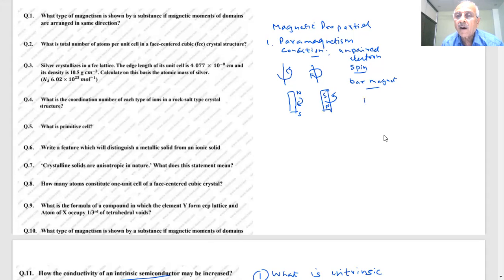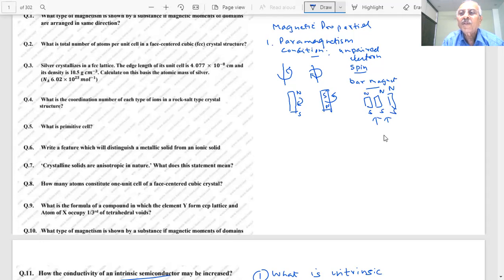And if they are all like this, north, south, north, south, what will happen? Let me tell you what I am trying to say. Their spin is the same, student, same direction. There will be repulsion. So they have a definite spin here. But if they are equal and opposite, what happens? They will cancel out. There is a cancellation, student.